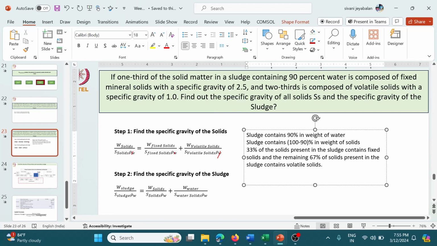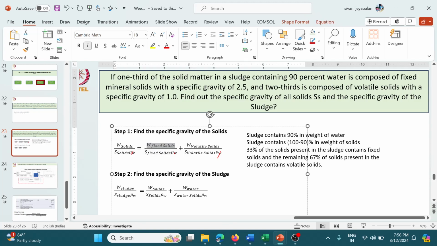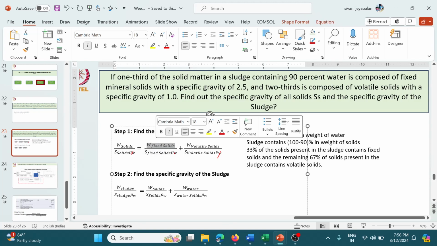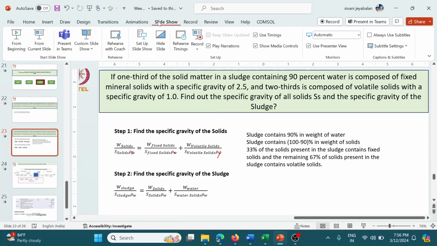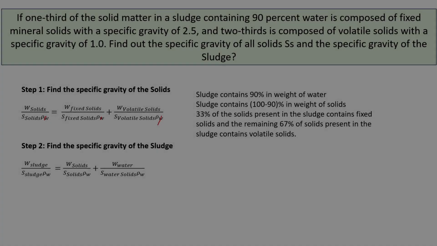Bhupender, it's 1/3. Fixed solids will be 1 by 3. Yeah, so it is 33. Okay, and for volatile solids it will be 67. And you know the specific gravity of fixed solids, it is given as 2.5, and for volatile solids it is given as 1. Okay, so now I have told all the data. Now you make the substitutions and tell me.